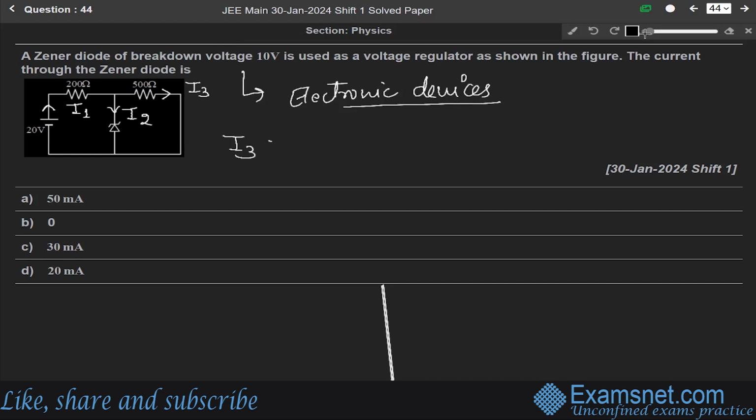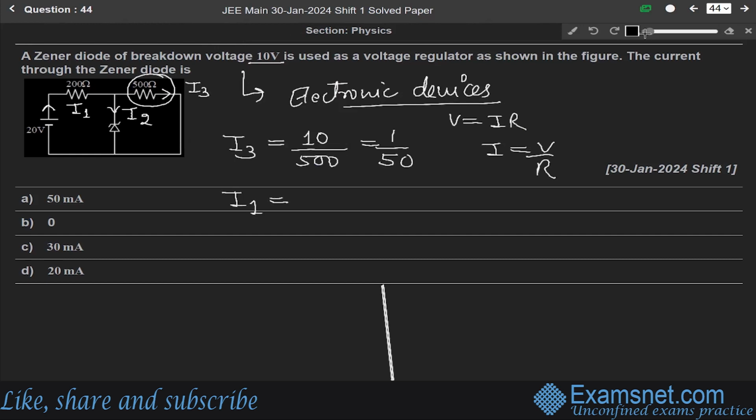Now I3 current will be, from Ohm's law, V equals IR, so I equals V over R. So I3 current will be V over R. V is 10 volt, R is 500 ohm. So it will be equal to 1 over 50. And I1 is equal to voltage, given as 10 volt, and the resistor is 200 ohm. So 10 over 200 equals 1 over 20.